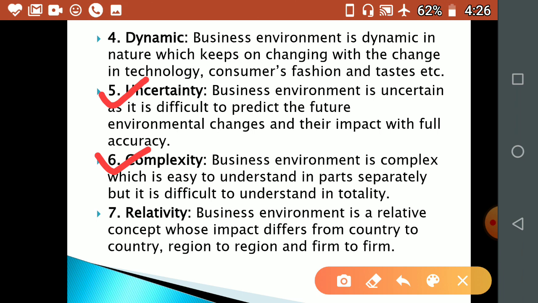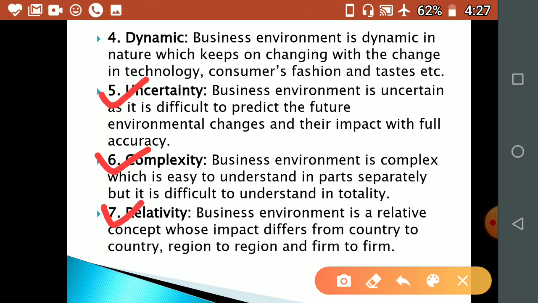Next we have complexity. The business environment consists of various forces, as we have discussed previously, internal forces and external forces. So for a business, it's very difficult to understand a few forces, and it is extremely difficult to handle all the external forces, which create misunderstanding and also make it difficult for us to analyze these changes. That's why it's considered a complexity.